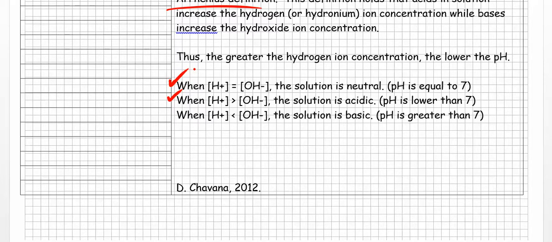And finally, what happens when the hydrogen ion concentration is less than the hydroxide ion concentration? Well, in that case, the solution is basic and the pH is greater than 7. So there you go, that's all three scenarios. Hydrogen ion and hydroxide ion concentration are the same. Hydrogen ion concentration greater than hydroxide ion concentration. And finally, hydrogen ion concentration less than hydroxide ion concentration. They are neutral, acidic, and basic in those situations. All right, let's move on.